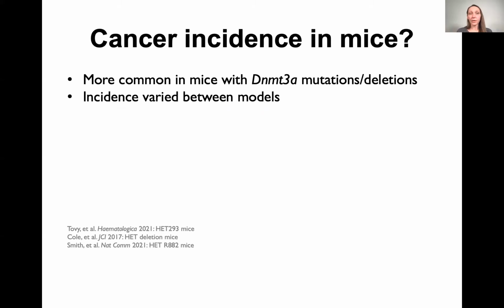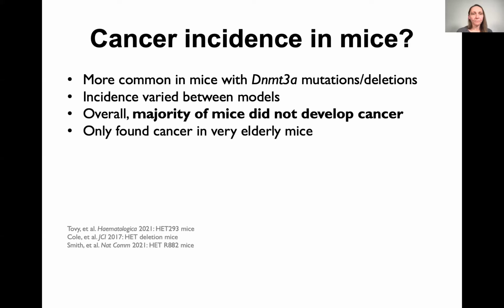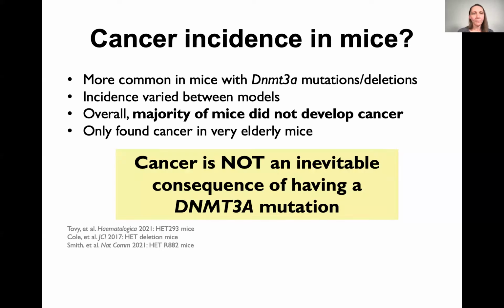The incidence really varied between these models. There's a pretty wide range, but overall, the vast majority of mice with DNMT3A mutations or deletions did not develop a blood cancer. Additionally, when the cancer developed, it was almost never in the younger mice, almost always in really old mice. And so we think that even in the mice, it takes a long time for cancer to emerge from a blood cell that has a DNMT3A mutation.